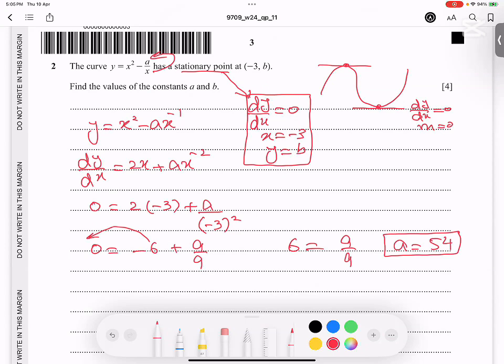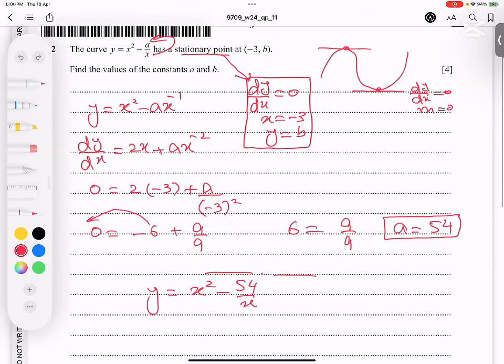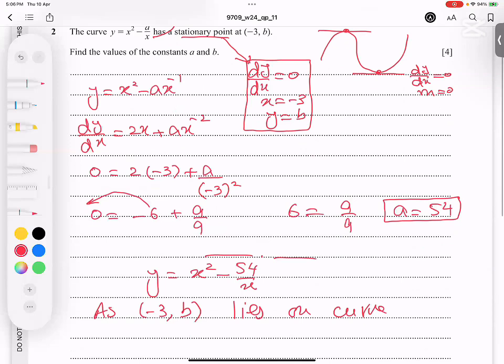And now you know, students, how to find the B value. First of all, I will put the equation back there. So what I can say here is y is equal to x square negative 54 over x. We can say very clearly that negative 3, b lies on the curve, as mentioned. So I can replace b in the place of y and negative 3 in the place of x.